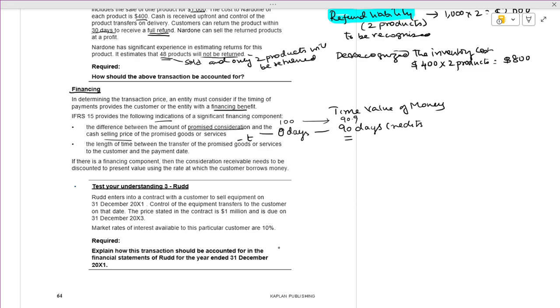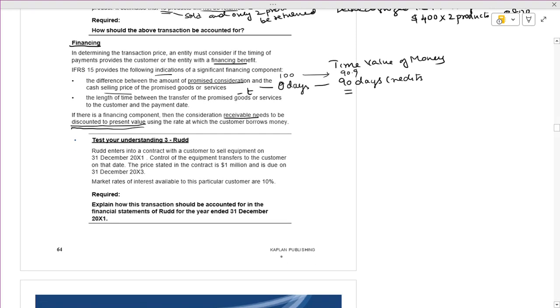If there is a financing component, then the consideration for receivables needs to be discounted to the present value. Very, very important. Fine. Now, Root enters into a contract with the customer to sell equipment on 30. Dates are very important. I always stress in my videos, dates are very, very important. Control of the equipment is transferred to the customer as on that date. The price stated is 1 million.